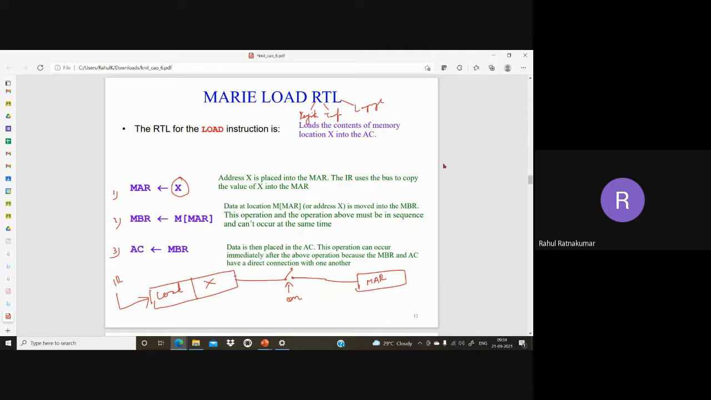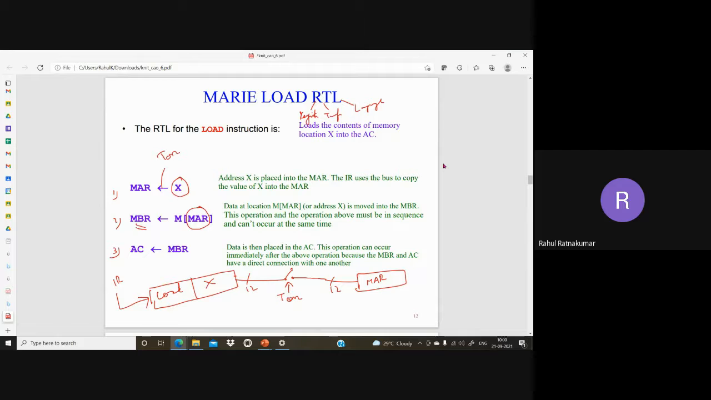So this 12 bit line is connected to MAR. That means this switch has to be on. So this is maybe T on. So here this switch, I can say T on. This indicates that one switch is on, so that your X is going to the MAR register. Okay. Now the next instruction: MBR has to be loaded with the memory data pointed to by the MAR.